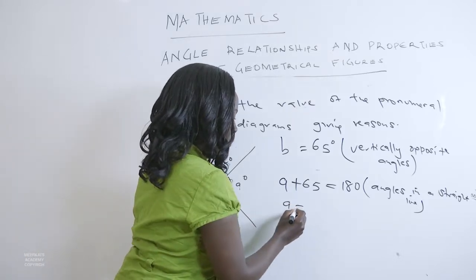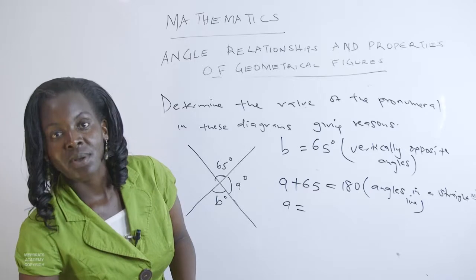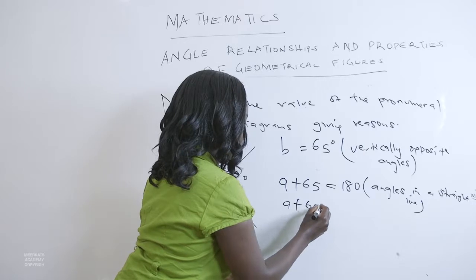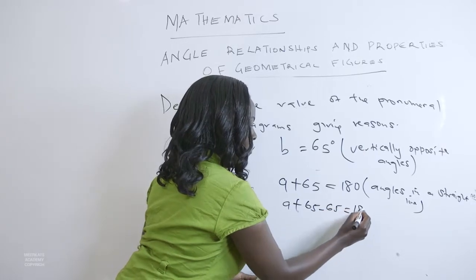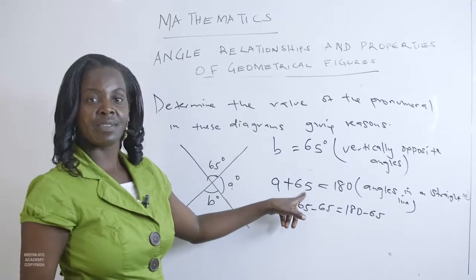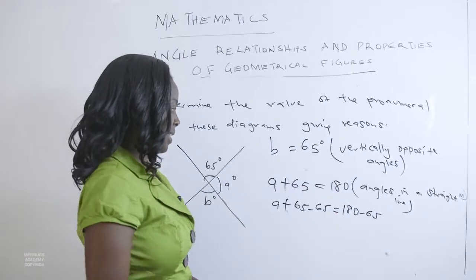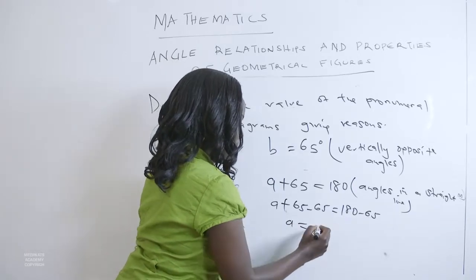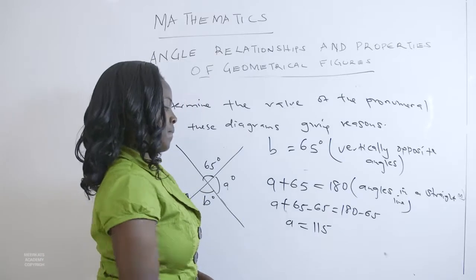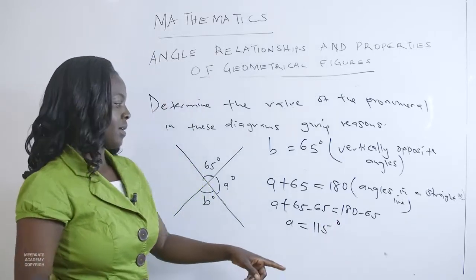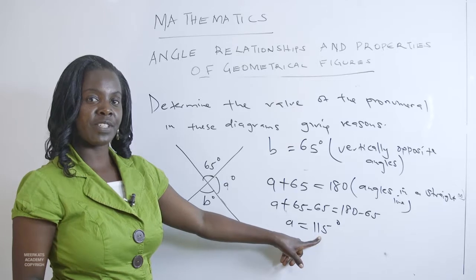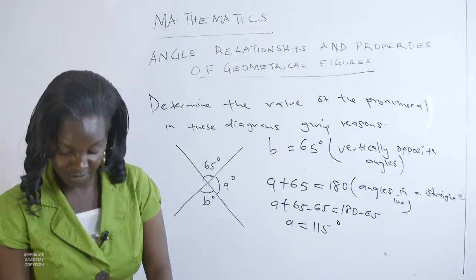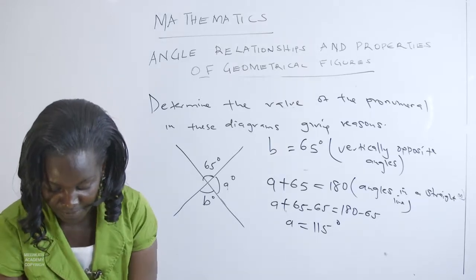Let us now collect the like terms. We subtract 65 here, then we'll also subtract 65 the other side, so that we remain with 0. So A is 115 degrees. So remember to give reasons if you are asked to give reasons.